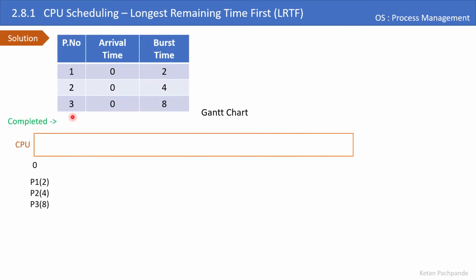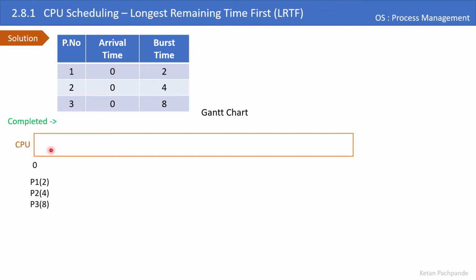Let's look at the solution. At time t is equal to 0, all three processes are arriving, and 2, 4, 8 are the burst times of these processes respectively. I have shown these burst times in the bracket. So at time t is equal to 0, the longest process, meaning the burst time of process P3 is higher. So I will schedule it.